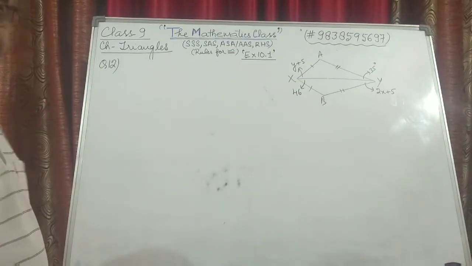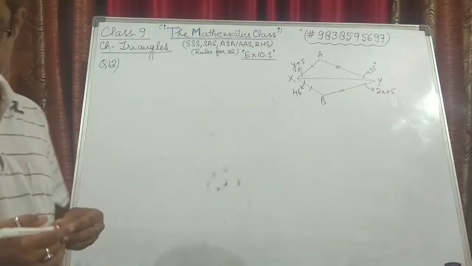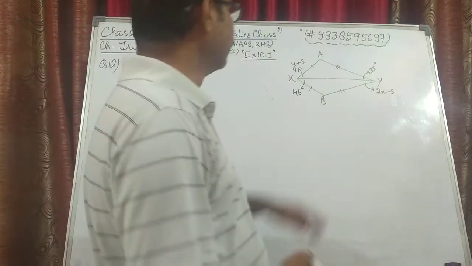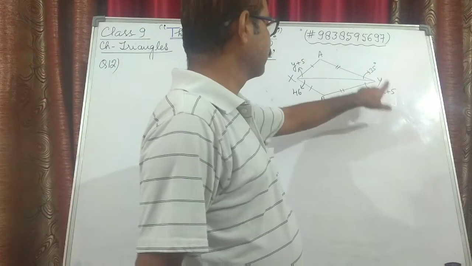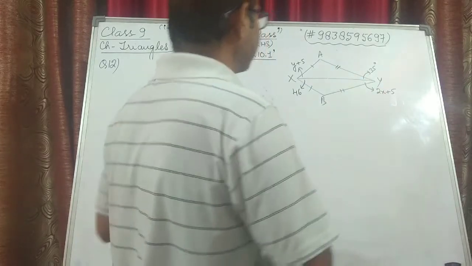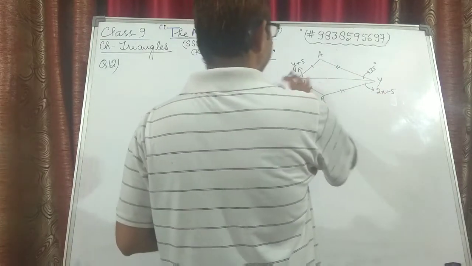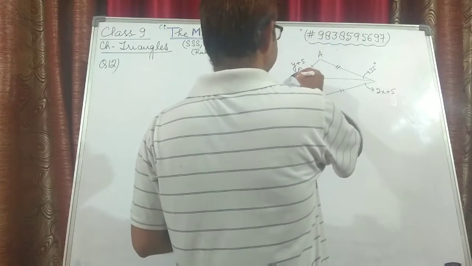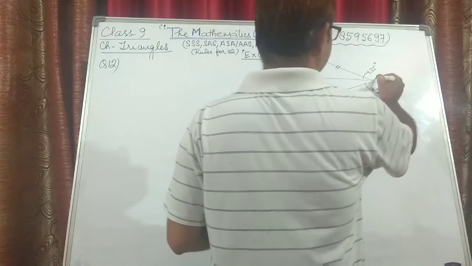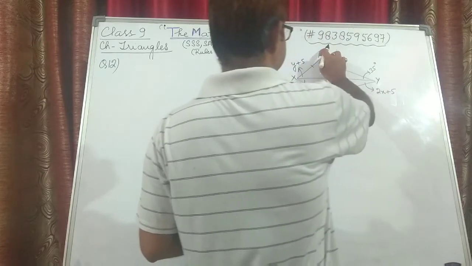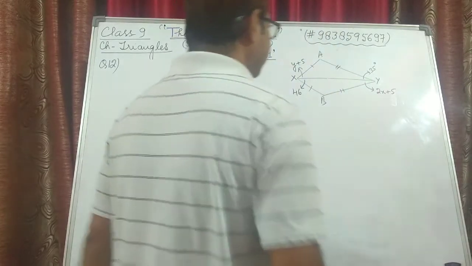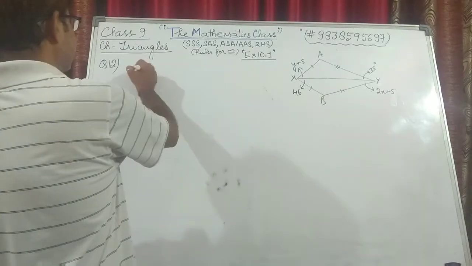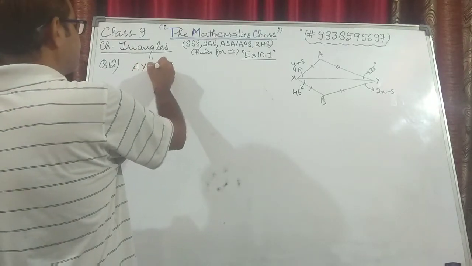Now next we have taken question number 12. They say in the adjoining figure find the values of x and y. So this is the diagram. It is given that we have taken this straight line. Let us name it as XY, and these two vertices as A and B. It is given already that AY is equal to BY.